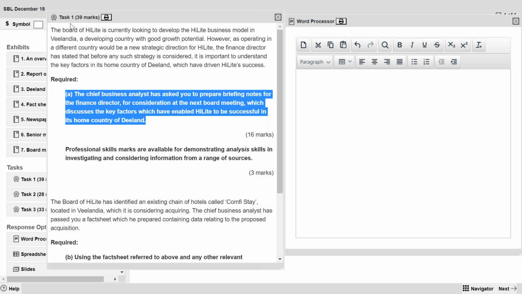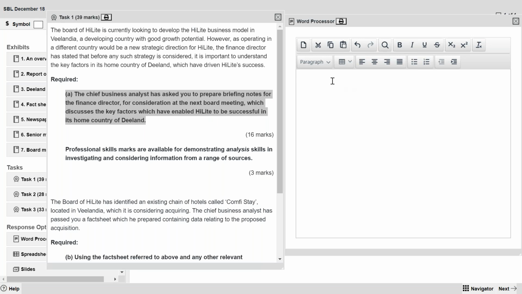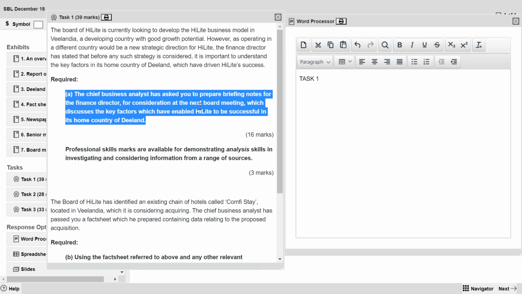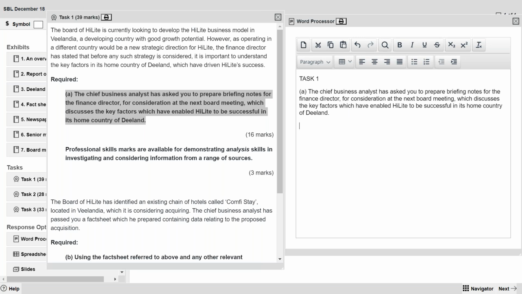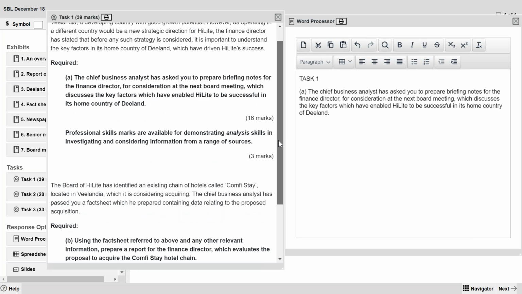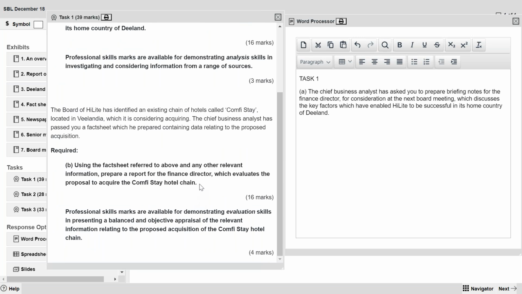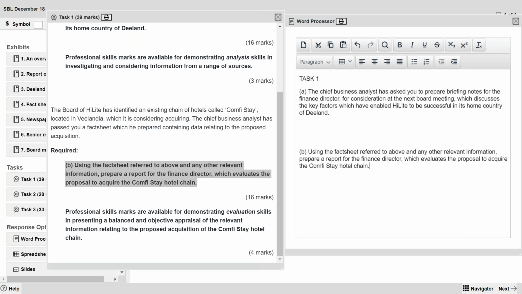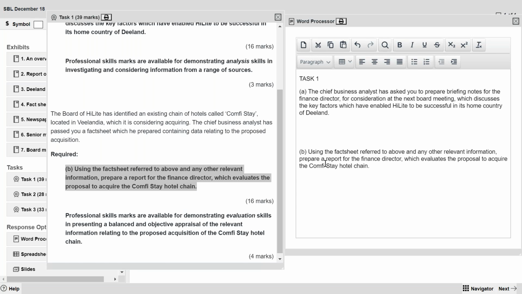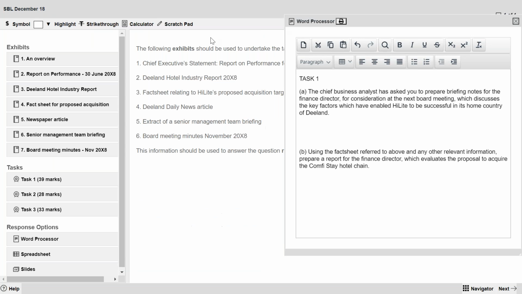Which task is this? Task 1. So I will go here. I will say task 1, and then I will go here. I will select. I will press Control C and Control V, enter, enter, enter. I go here again, I go down. What is task 1B? Control C, Control V, enter, enter, enter. So task 1 is finished, 1A and 1B. I will close the exhibit.